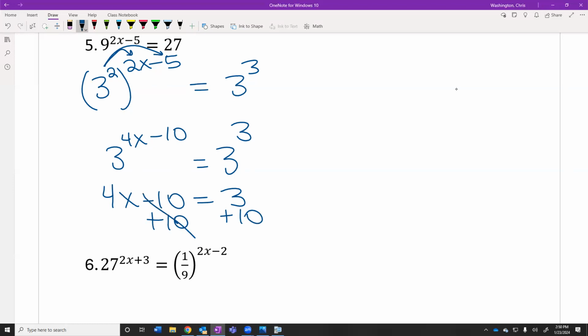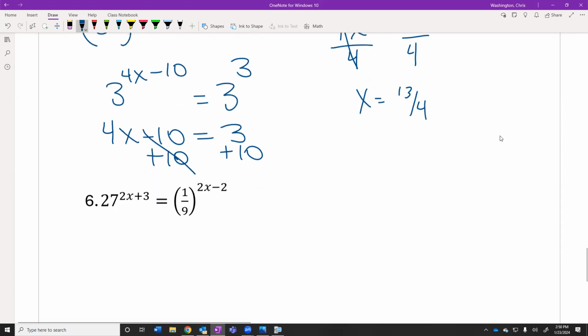Add 10 to both sides. 4x equals 13. And divide by 4 on both sides. You can just leave it 13 over 4. That's fine with me. And we'll save the discussion about decimals for later. I would prefer the fraction for now.